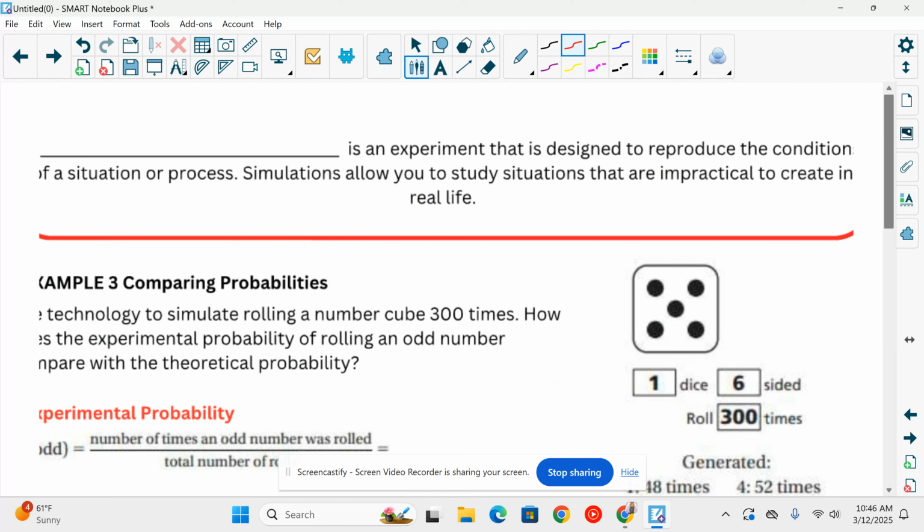A simulation is an experiment that is designed to be reproduced or to reproduce the condition of a situation or process. It's usually used when we can't do it in real life. So like if we need a really, really big number, it would be a waste of time to roll your dice 5,000 times, wouldn't it?